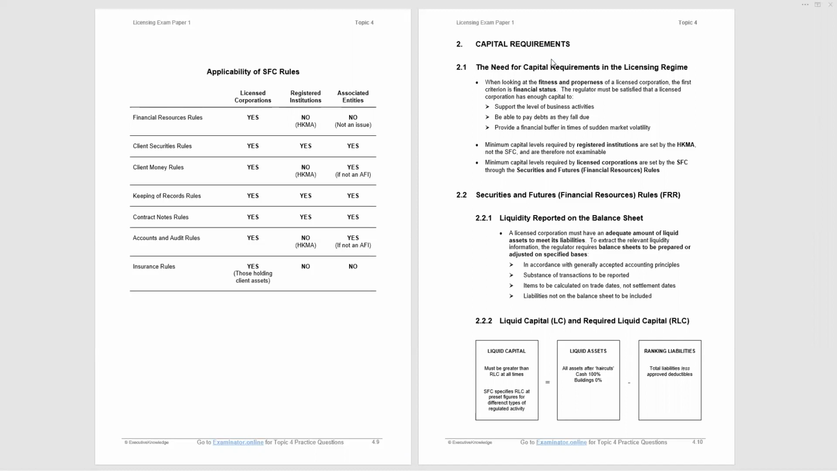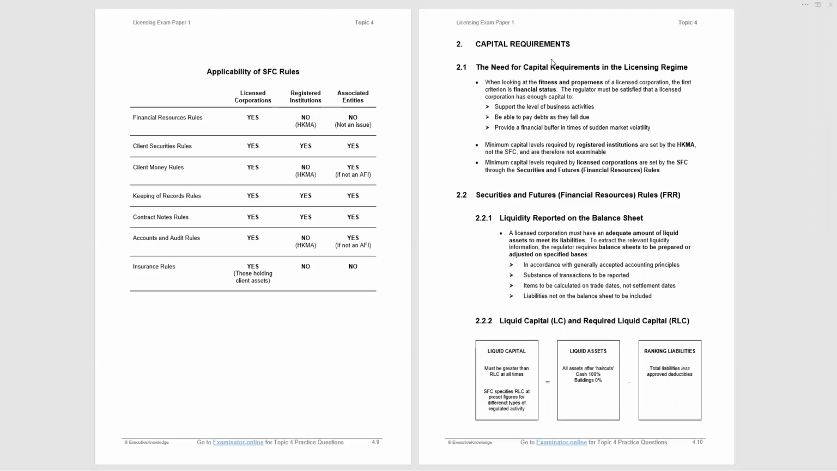Now, who do they apply to? Well, this table on page 4.9 makes it very clear. They all apply to licensed corporations, which is not surprising because the rules are written by the SFC and the SFC directly supervises licensed corporations. So it makes sense that the rules apply to all corporations.